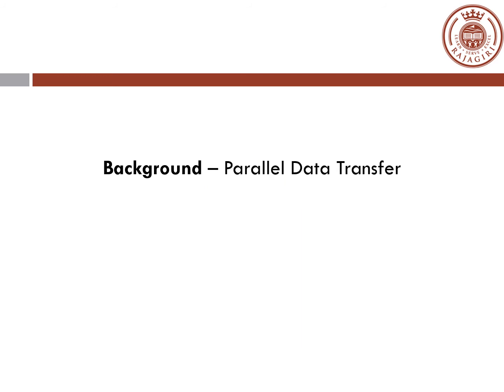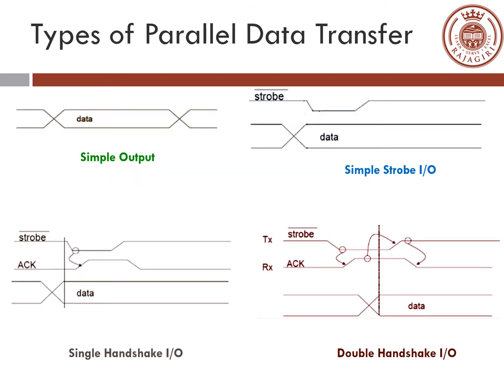Before going into the architectural details of the 8255A programmable peripheral interface, let's take a look at what's meant by parallel data transfer and what are its requirements. This shows the 4 different methods of doing parallel data transfer between a microprocessor and an I/O device. The microprocessor and the I/O device are running at different clock speeds. The microprocessor is running at a much faster clock than the I/O device.